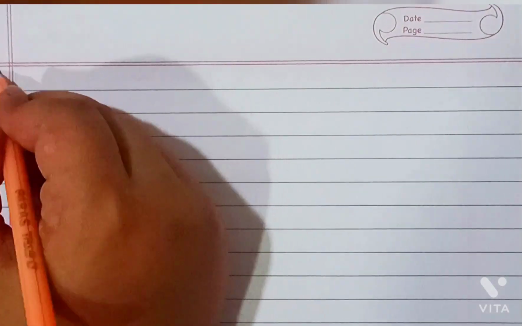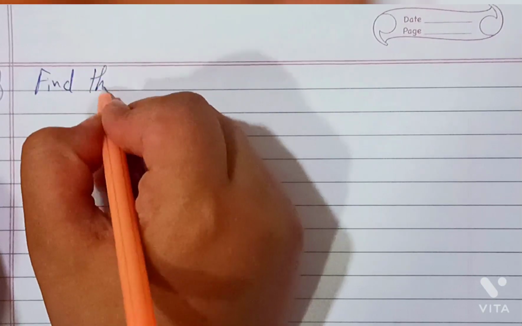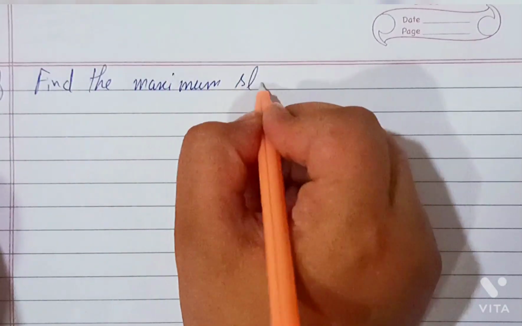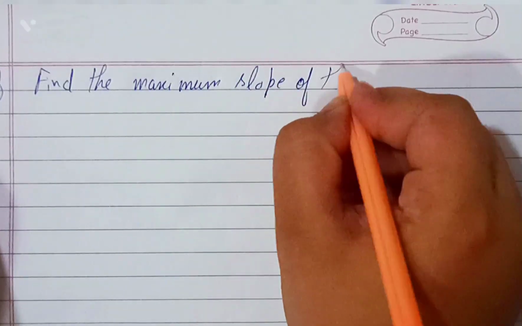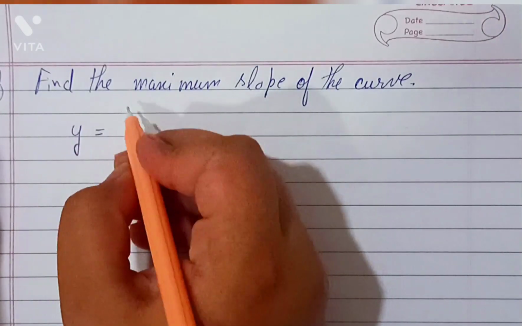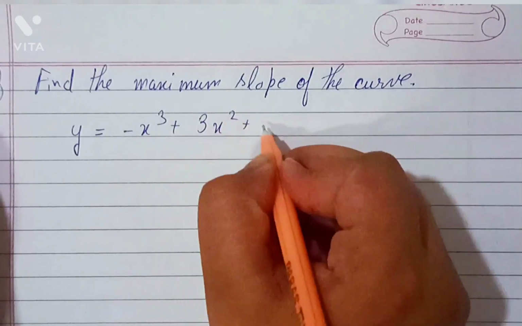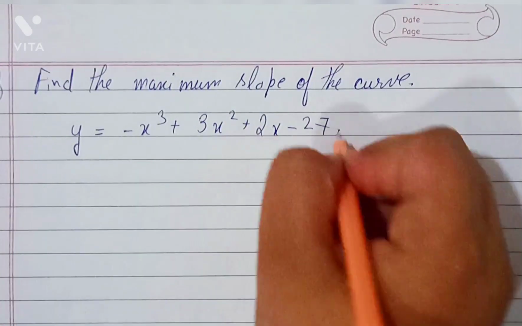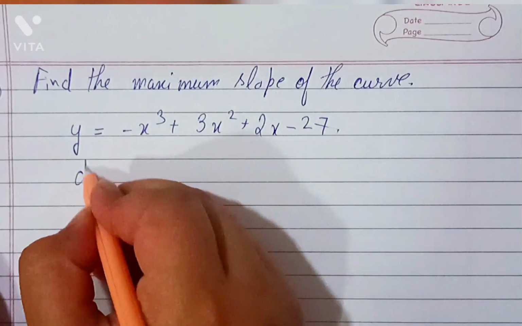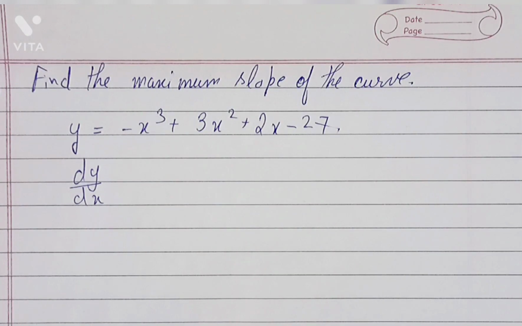Let's look to another question. The question is, find the maximum slope of the curve y equals to minus x cube plus 3x square plus 2x minus 27. Alright, so first I'll differentiate it. dy by dx, right? dy by dx is our slope.